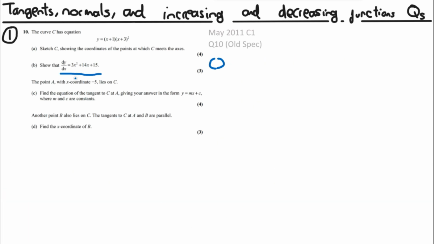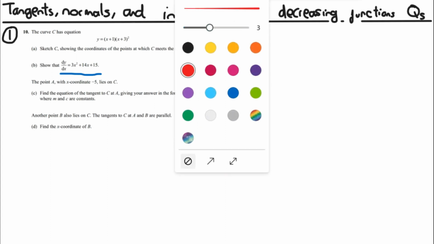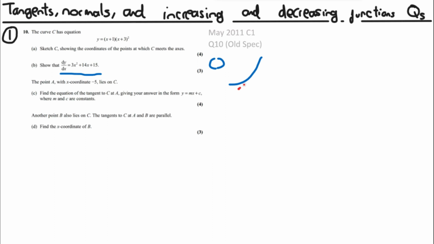Okay, so for part C, we're told we have a point A and we have the x coordinate -5, and we need to find the equation of the tangent at that point A. So what is basically happening is we have a section of the curve, and then we have a tangent at a point where the x coordinate is equal to -5, and we need to find the gradient of the tangent.